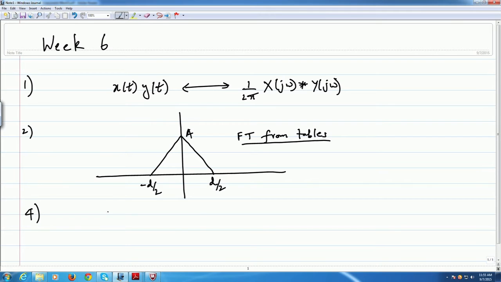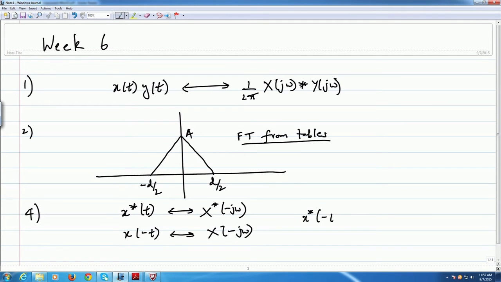For the fourth question, you have these two properties: x star of t transforms to x star of minus j omega, and x of minus t transforms to x of minus j omega. Now the question asks you to find what happens when you do this. It is just a combination of these two properties and you should be able to solve problem 4.